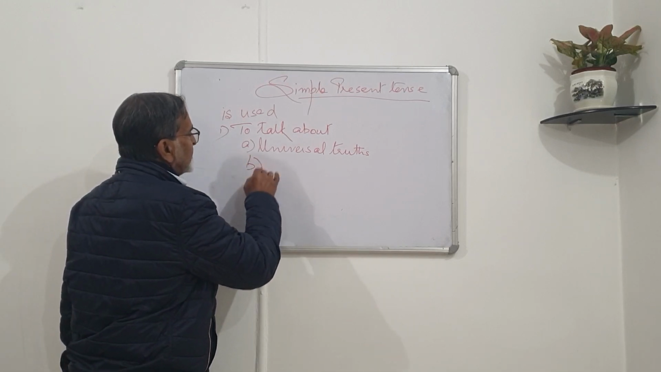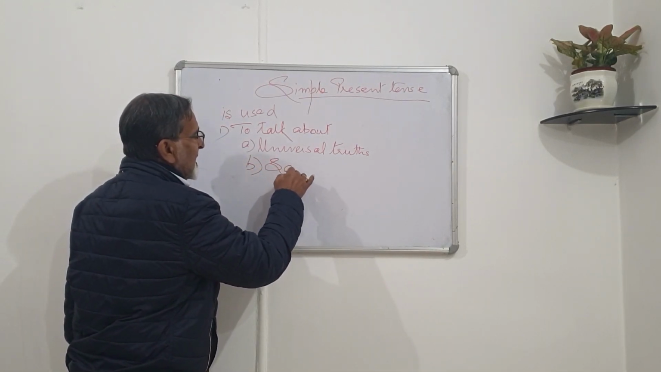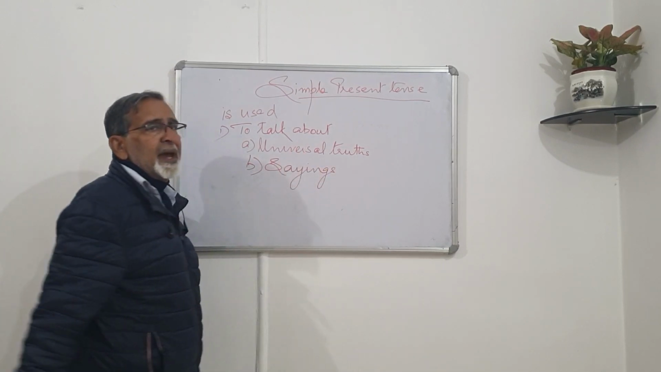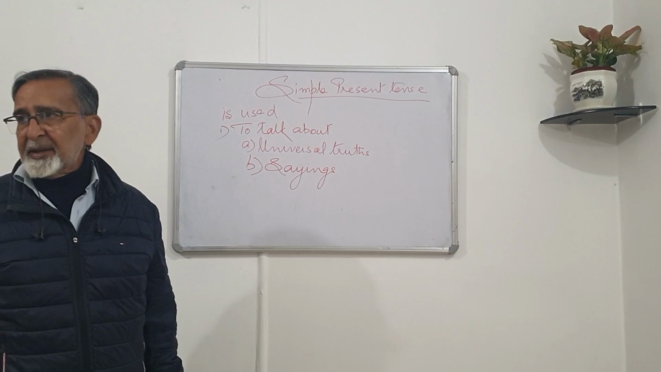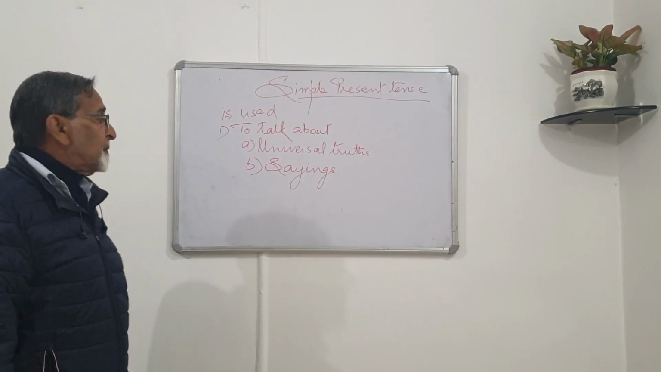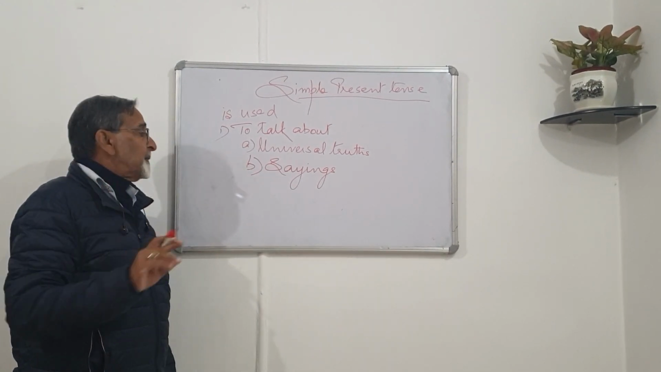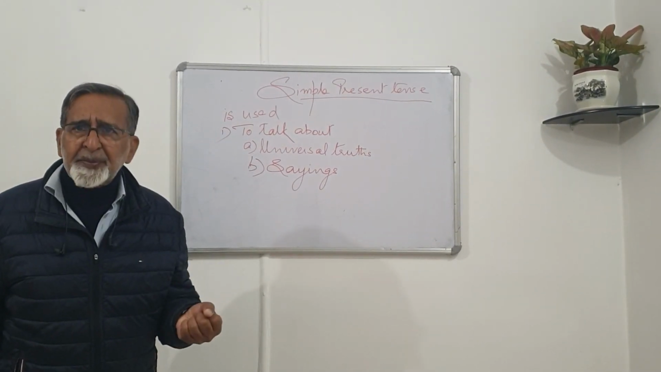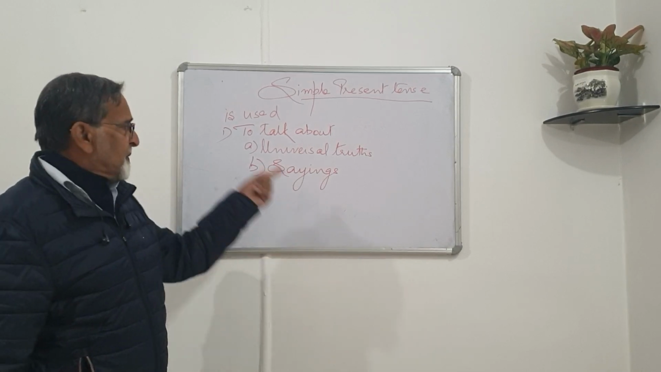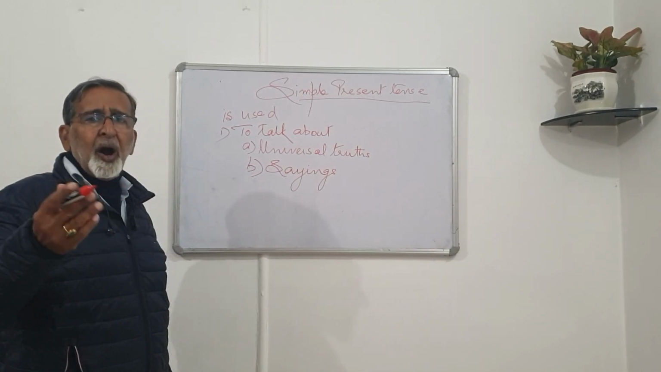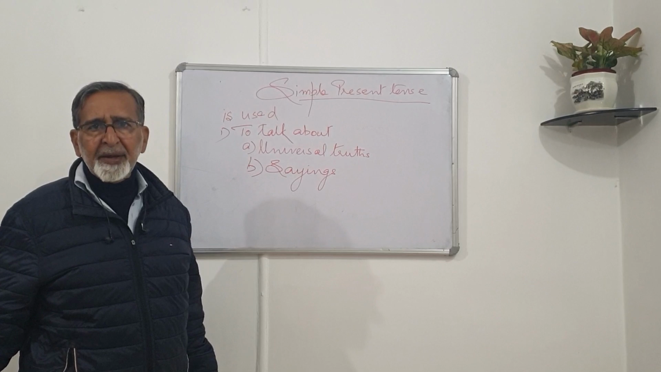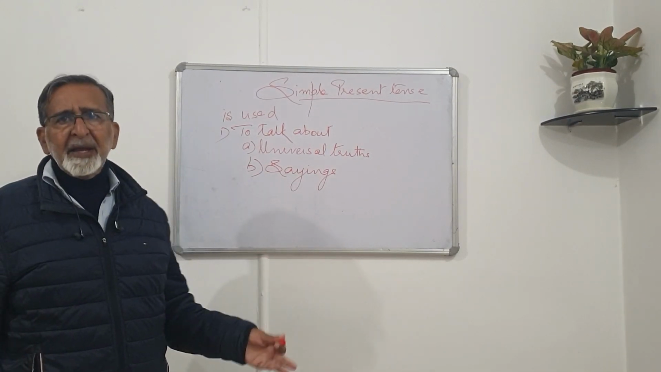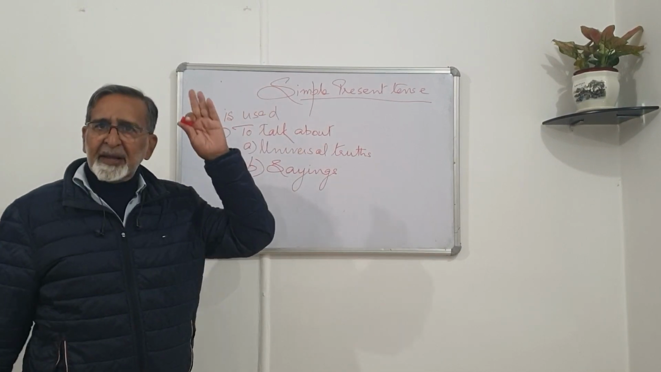Number B, sayings. They are used in sayings. Sayings, what are sayings? Saying, adages, proverbs, मुहावरे, इन सबको sayings कहते हैं. जैसे God loves those who love others. We must respect our seniors. These are sayings. इन सब में simple present tense लगती है.